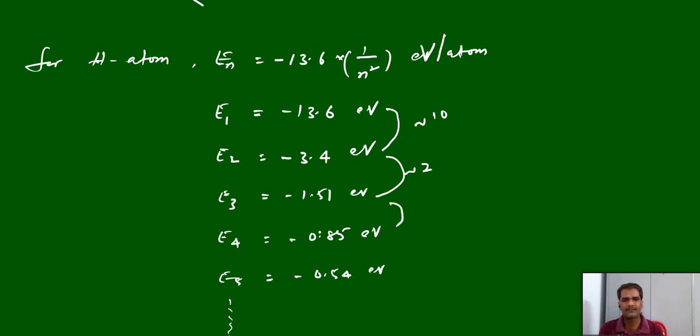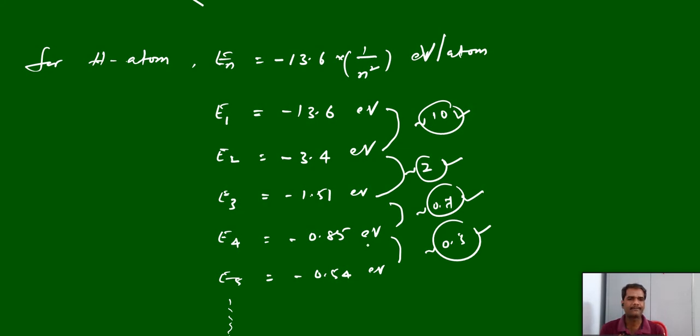And this is approximately almost 0.7. And this is approximately 0.3. Like this. See, as orbit number increases, the difference between the successive energy levels keeps decreasing. Here 10, here 2, here 0.7, here 0.3. So this is one of the conclusions.